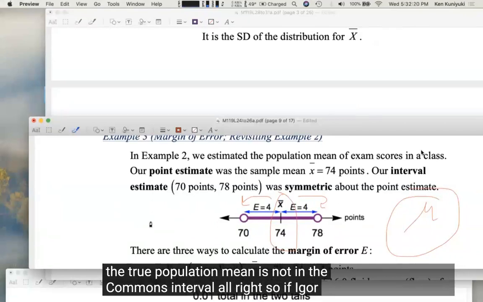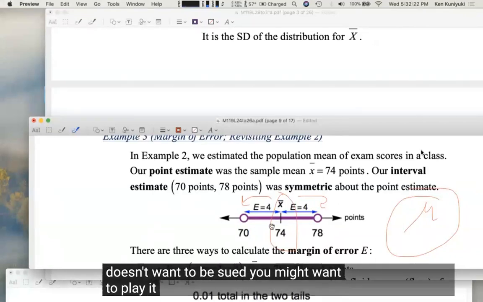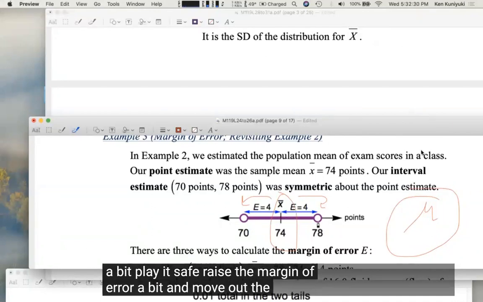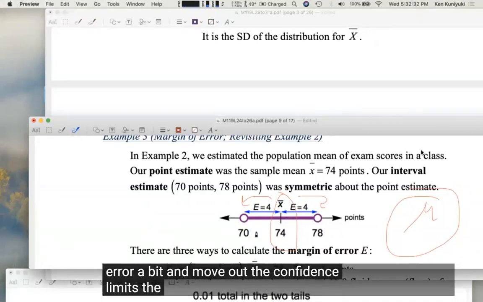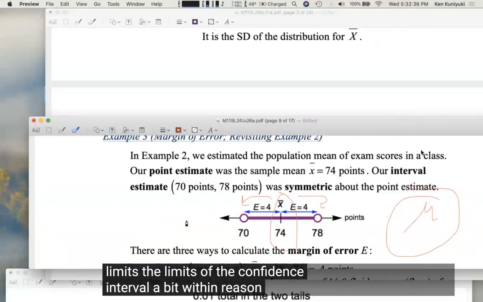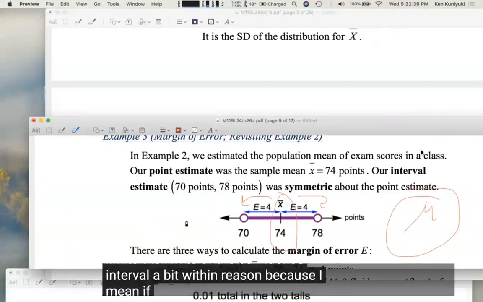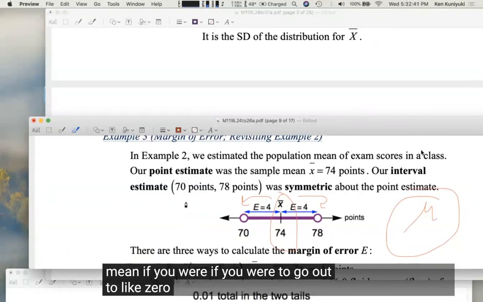All right, so if Igor doesn't want to be sued, he might want to play it safe and move out the limits a bit. Raise the margin of error a bit and move out the limits of the confidence interval a bit, within reason. Because if you were to go out to 0 points to 100 points, yeah, that's a 100% confidence interval. That's not what we're aiming for.